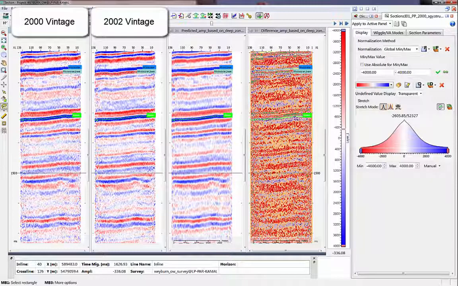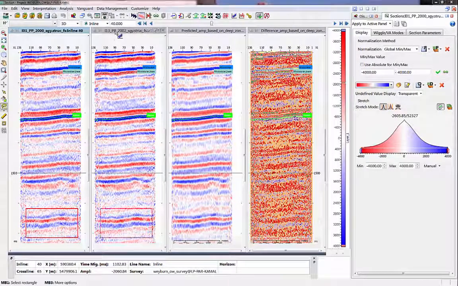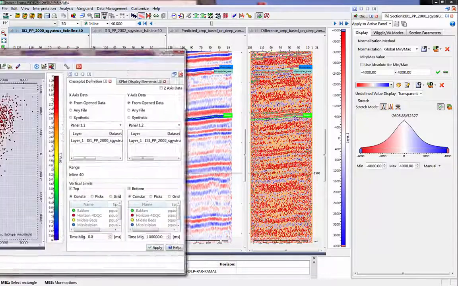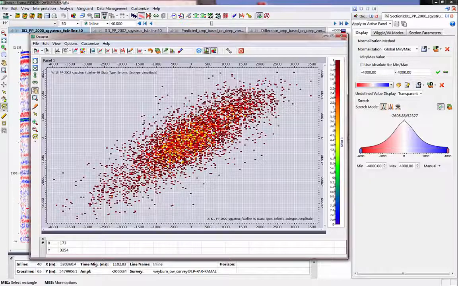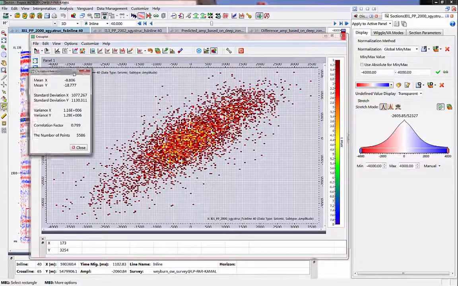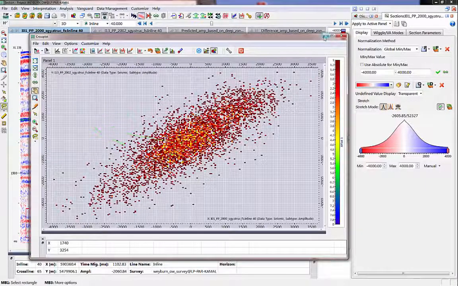On the left we have 2000 vintage section, just on the right 2002 vintage section. We will analyze the signal behavior in a zone where the CO2 injection shouldn't have any impact. So let's have a first look at a cross plot. We see that both vintages are highly correlated, and a more precise look at the statistics show that we have a really high correlation factor between both of them.